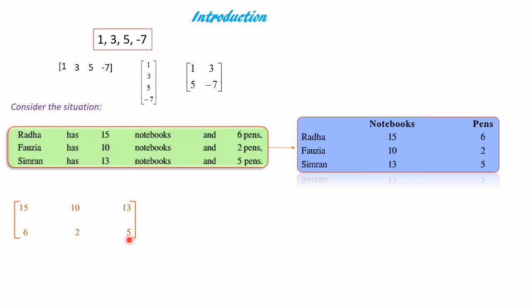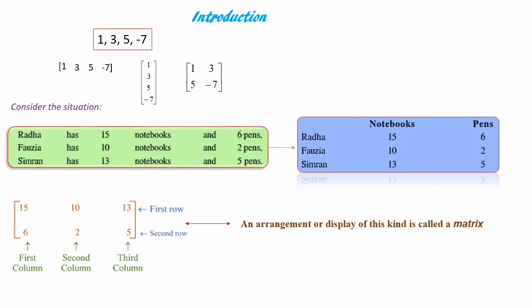In this matrix we have 2 rows. This is the first row and this is the second row, and there are 3 columns. The first column is this one, the second column is this one, and the third column is this one. So now we have learned that a matrix is a rectangular arrangement of numbers or functions or anything. Any display of this kind, a rectangular arrangement, is called a matrix.